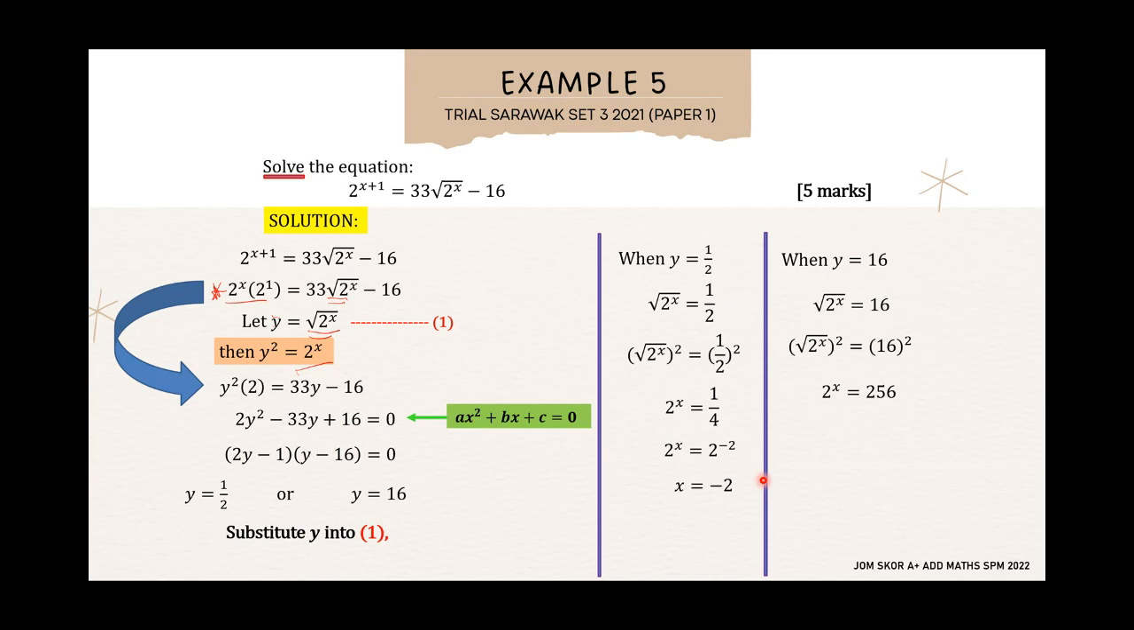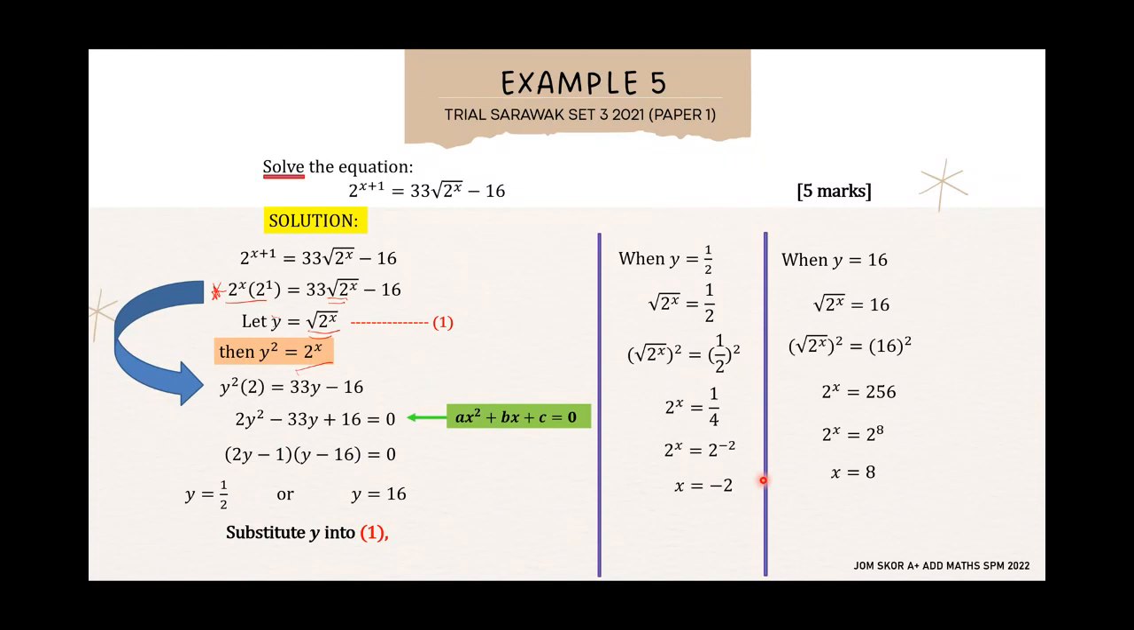Again, untuk dapatkan nilai index, we need to have same base. Jadi, kita tukarkan 256 kepada 2 to the power of 8. Okay, bila tekan kalkulator 2 to the power of 8 dapat 256 kan? Kenapa kita kena tukar kepada base yang sama? Sebab kita nak dapatkan nilai index tu, nilai x. Okay, sekarang just compare your index, kita akan dapat nilai x is equal to 8.